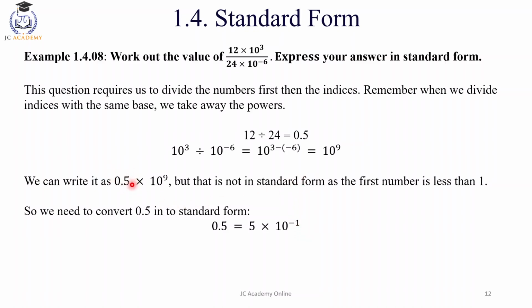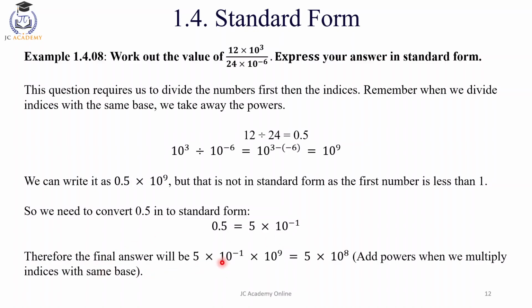As both of these are equivalent, the left-hand side and the right-hand side of the equal sign, it's the same thing. So we just replace the 0.5 with 5 times 10 to the power of minus 1. And we already have 10 to the power of 9 there, so we just add the powers, because we only need one lot of 10, not two. So we have 5 times 10 to the power of 8, because we have minus 1 plus 9. Okay?